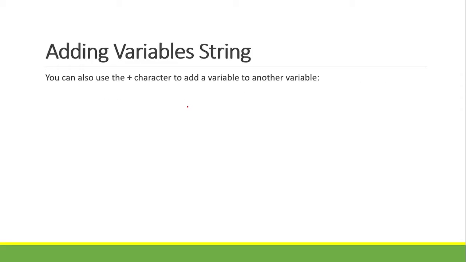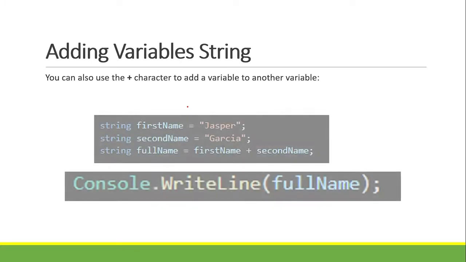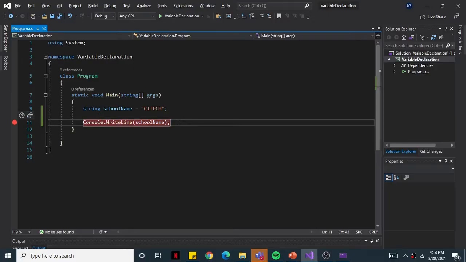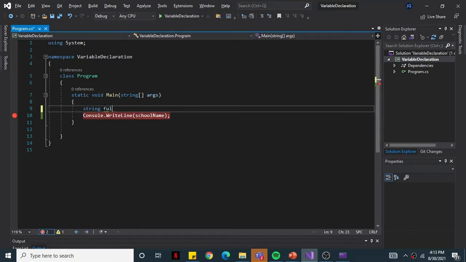Next naman is adding variable pag string. So, for example, meron tayo ditong tatlong declaration. Una is my first name, next is my second name, and then string full name. So, dito ko siya pag-a-addin. Gagamit lang tayo syempre dito ng add sign or plus sign. So, let's try. First, hindi ko na buburahin si string. Lalagay ko si first name. So, my first name is Jasper.